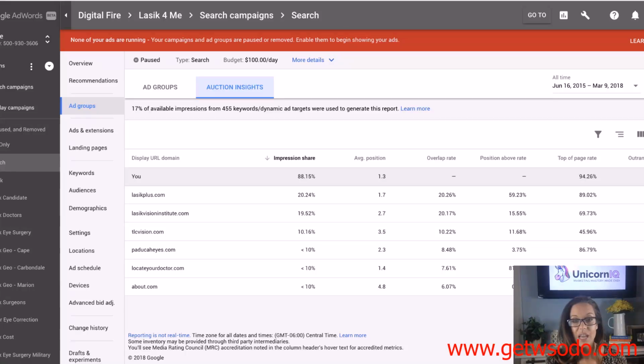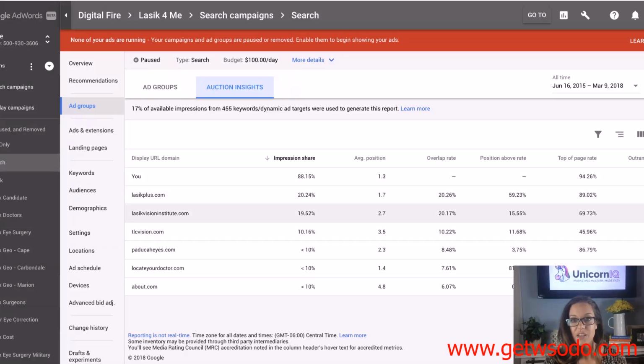So that's really good. If you go down here and look at LASIKplus.com, for these keywords they're only showing about 20% of the time on those impressions. Then LASIK Vision Institute is showing about the same 20%, tlcvision.com about 10%. So I would say this is a pretty good impression share. Obviously you want to show as much as possible and get as close to 100% as possible, but at least you can go in here and see if anybody's beating you out by a lot, or who else has a good impression share percentage.